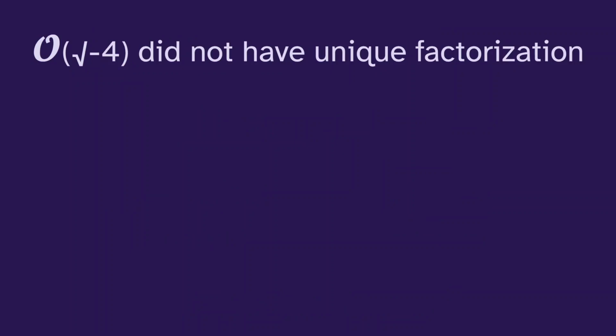O root negative 4 did not have a unique factorization. And these values were a plus b root negative 4, but you recall we could just write that as a plus b 2i. So these were a subset of the Gaussian integers. And that gave us some problems just working with a subset of quadratic integers.